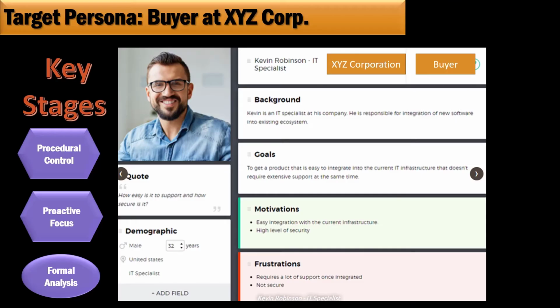Kevin's going to be involved, as I talked about earlier, in some of the stages that are there. He's going to be involved in procedural control, proactive focus, and the formal analysis, which are some of the major steps that might be important. So I might think about some of those stages that are associated with the buyer's journey, and later on, as I understand the persona and what their roles are in terms of the stages of their involvement, that's what helps me say, well, how do I develop a sales process that fits with that buyer's journey?